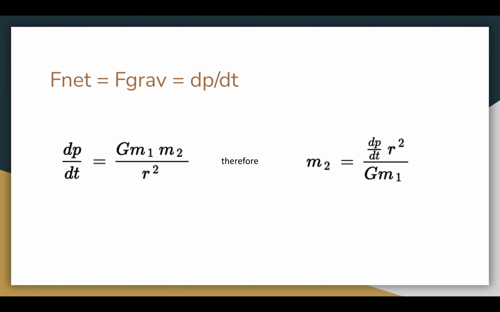As I mentioned earlier, since the only force acting on the star is the gravitational force of the black hole, we can use the momentum principle, which states that the net force is equal to the change in momentum over time, and set the change in momentum over time equal to the gravitational force equation, which is the gravitational constant times the mass of the star times the mass of the black hole divided by r squared, times the unit vector of the distance between the black hole and the star. After some rearranging, we can solve for the mass of the black hole, in this case m2, to be equal to the change in momentum over time times r squared divided by the gravitational constant and the mass of the star.